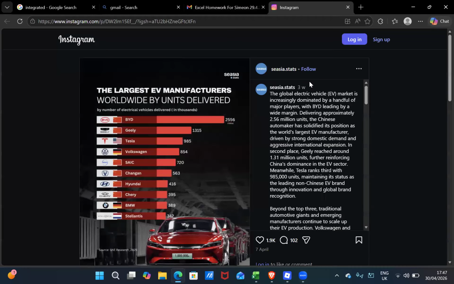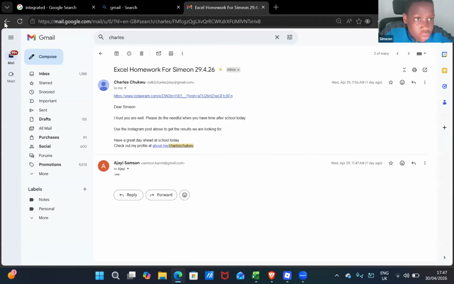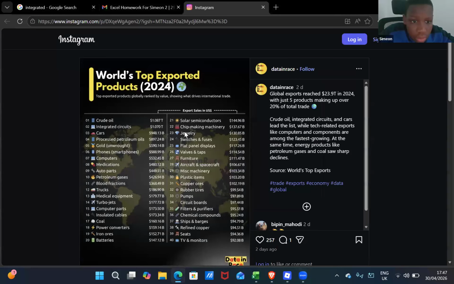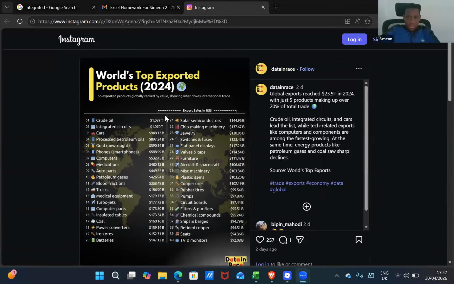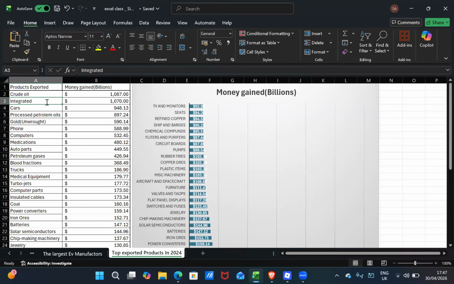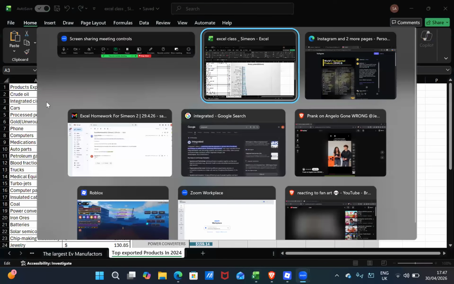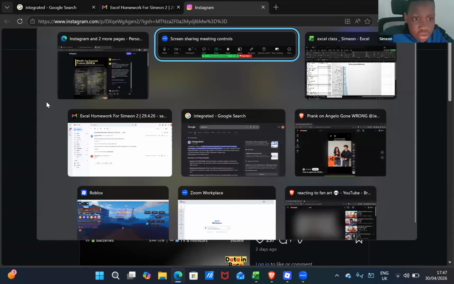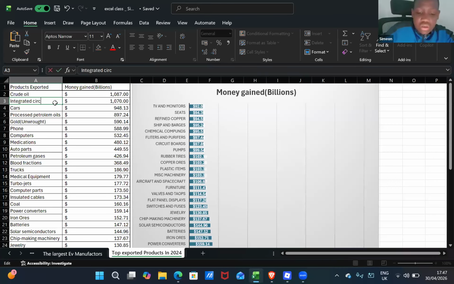Double. Oh yeah, it is integrated circuit. Okay, so what are those? Have any idea what integrated circuit is? No. I'll search it up.